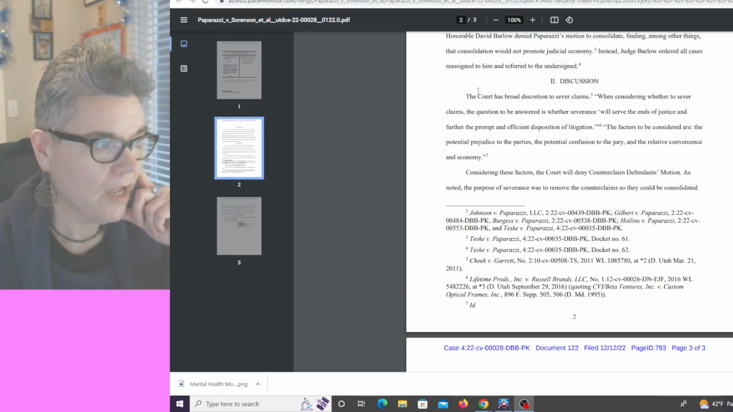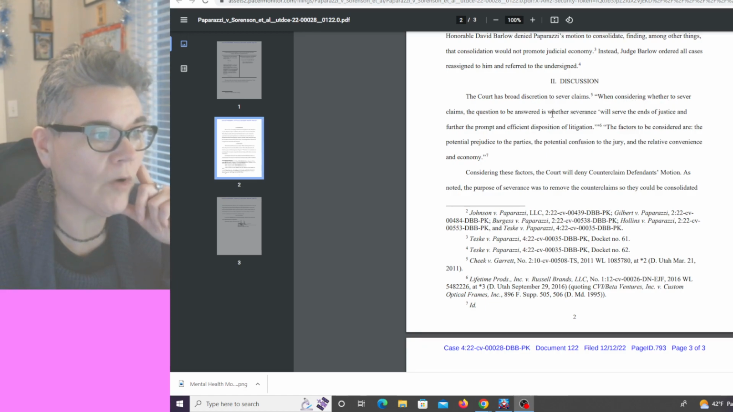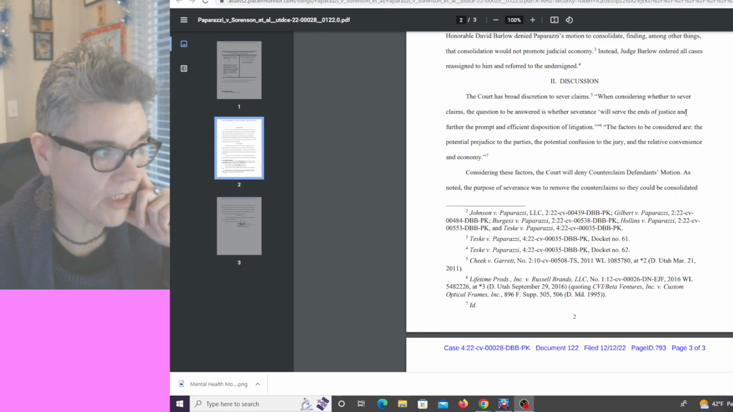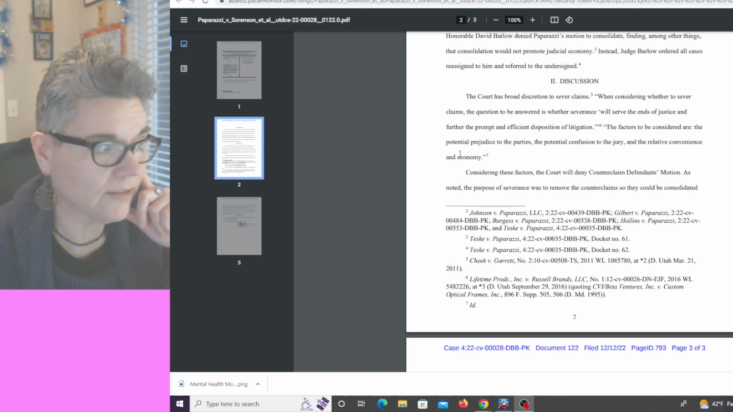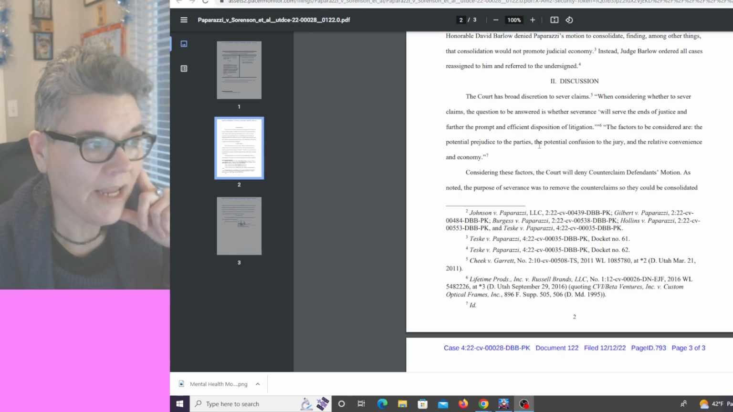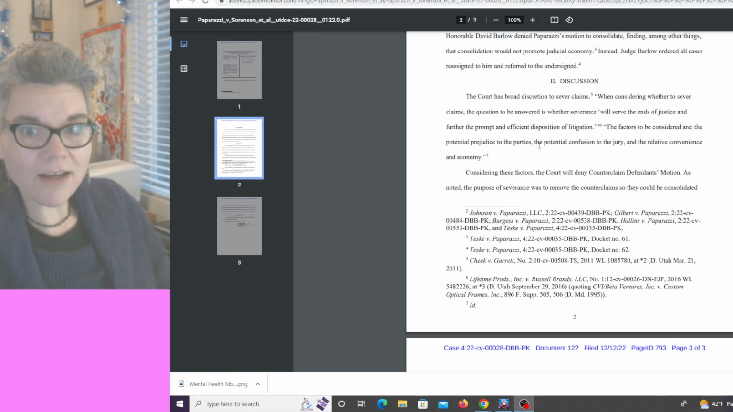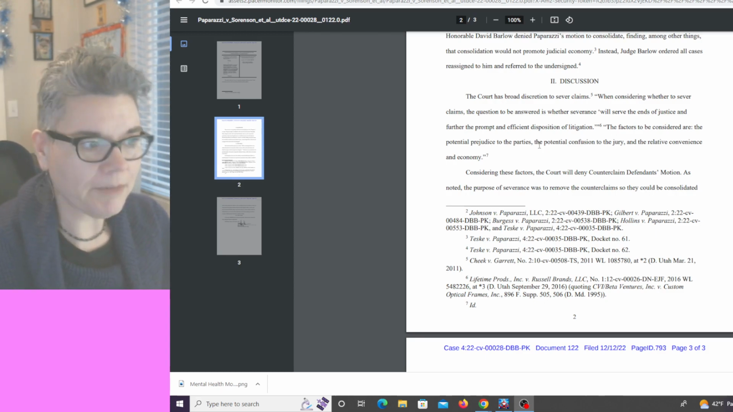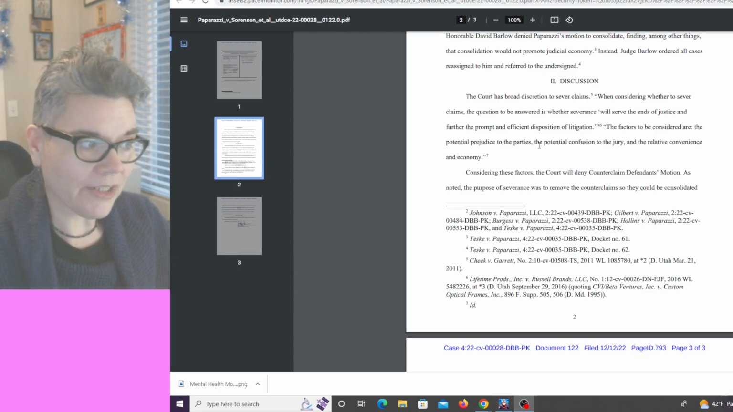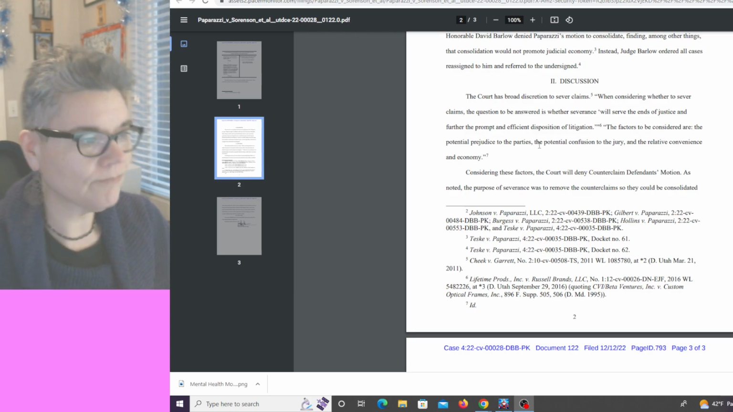I'm going to keep reading. The discussion. The court has broad discretion to sever claims. When considering whether to sever claims, the question is whether severance will serve the ends of justice and further promote the efficient disposition of the litigation. The factors to be considered are potential prejudice to the parties, the potential confusion to the jury, and the relative convenience and economy. Considering these factors, the court will deny the counterclaim defendants' motion. As noted, the purpose of severance was to remove the counterclaims so they could be consolidated.